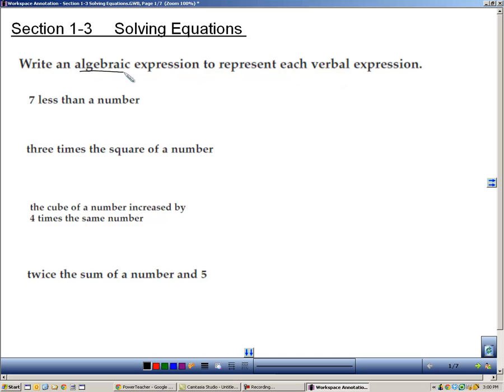Algebraic means we're going to write this using algebra, numbers and letters. 7 less than a number means I'm going to start with a number and subtract 7 from it. That's what less than means. It means you're going to take 7 off the number that already is there.